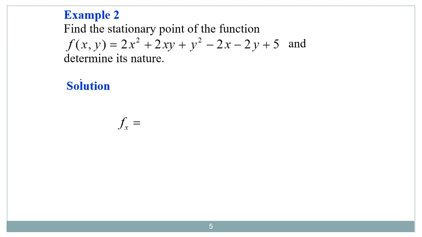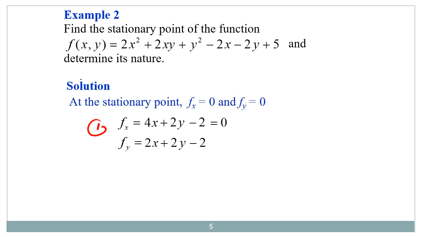So f sub x is equal to 4x plus 2y minus 2. That's all. And then f sub y is equal to 2x plus 2y minus 2. So we have these two equations. The first step we are done. The second step, we need to set both f sub x and f sub y equal to 0.